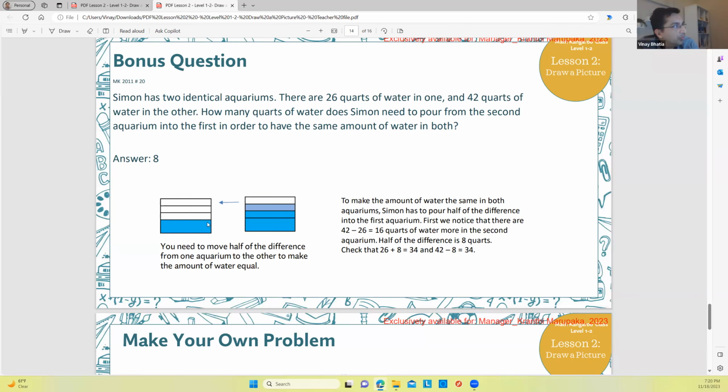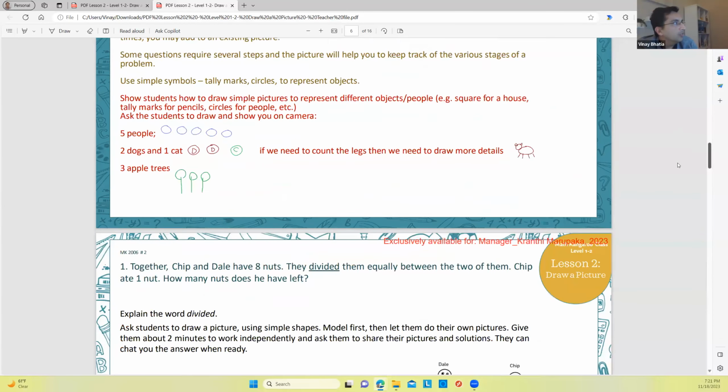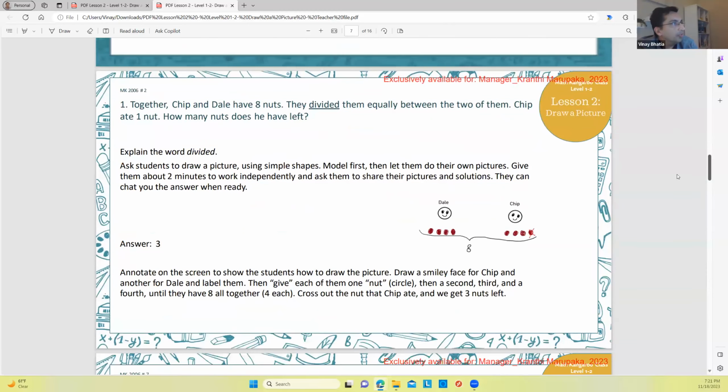So what you see in the blue is before. This is aquarium A, which had 16 or 26. Sorry, this is aquarium B, which had 42. So you show more level. Now to bring it to the same level, you need to move some water from this aquarium to this aquarium, and that is how we show it as an arrow. Just to show you all the problems, I know it can be difficult to draw on the iPad. Today we solved most of these problems.